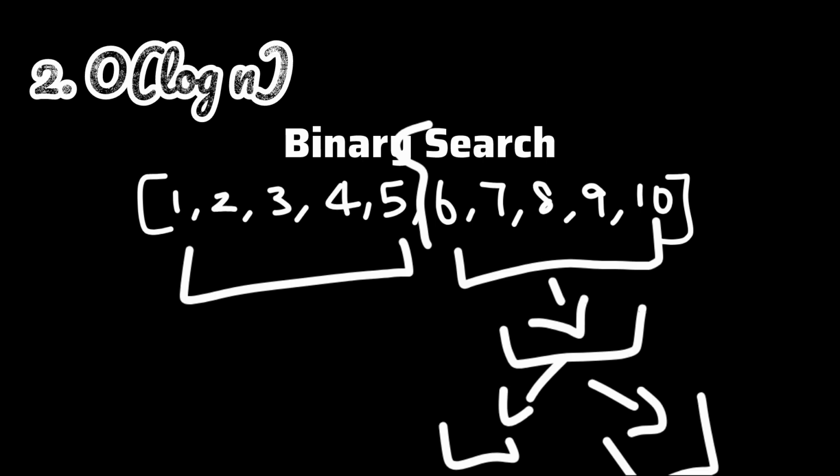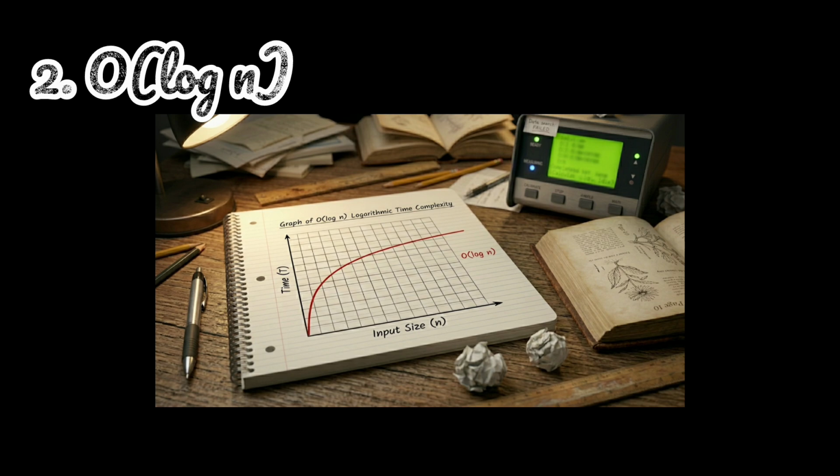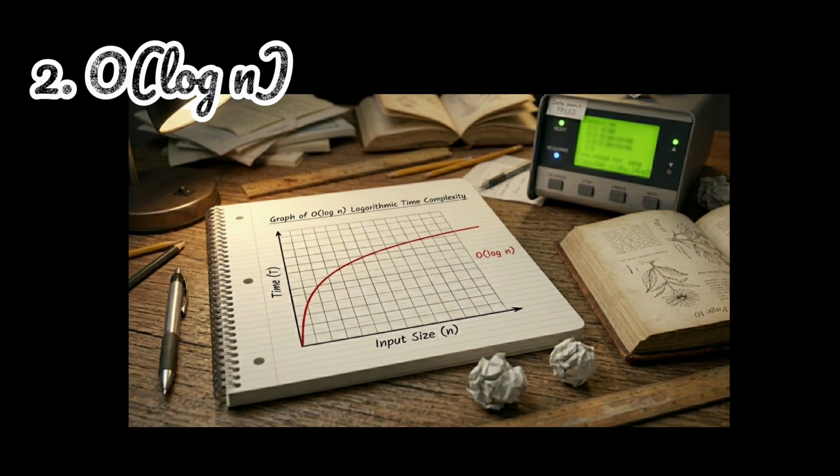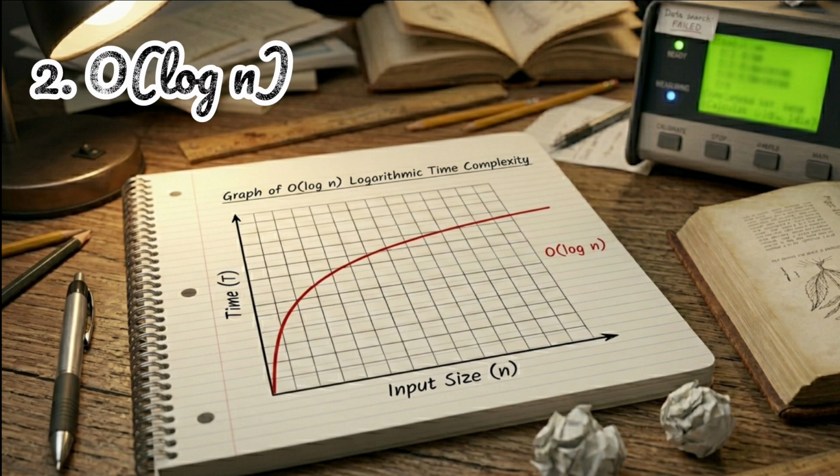So we will be eliminating some part. So this is called log n complexity. Whenever you are dividing, you will be having log n times of complexity. Okay, so it will be having some graph like this.